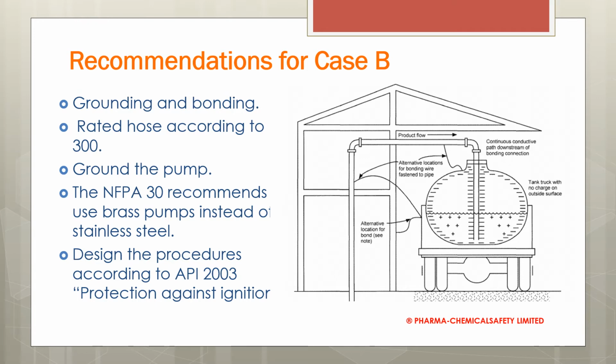Obviously, it's going to be grounding and bonding. Rate the hose according to the API, American Petroleum Institute 300. Ground the pump. And API 2003 recommends to use brass pumps instead of stainless steel. So that means in case of fire, you want the brass pumps, they don't melt. And design the procedures according to the API 2003 protection against ignitions. So those are the recommendations for case B.